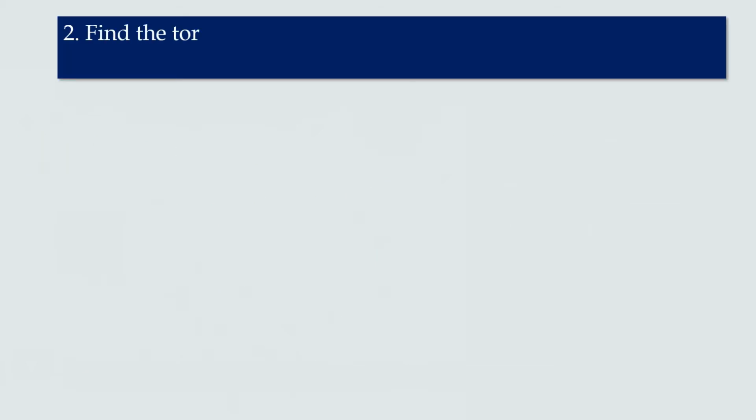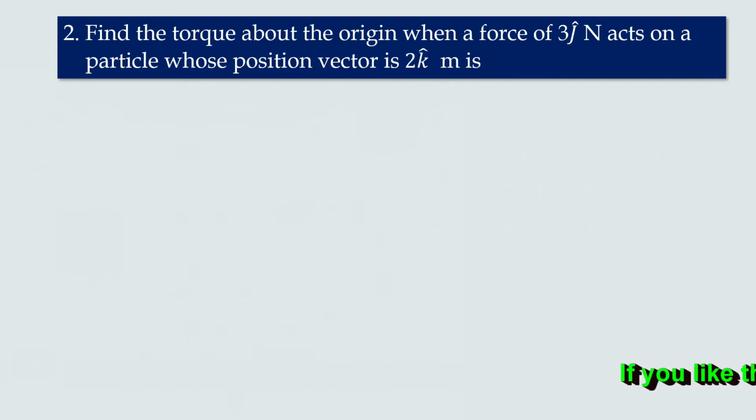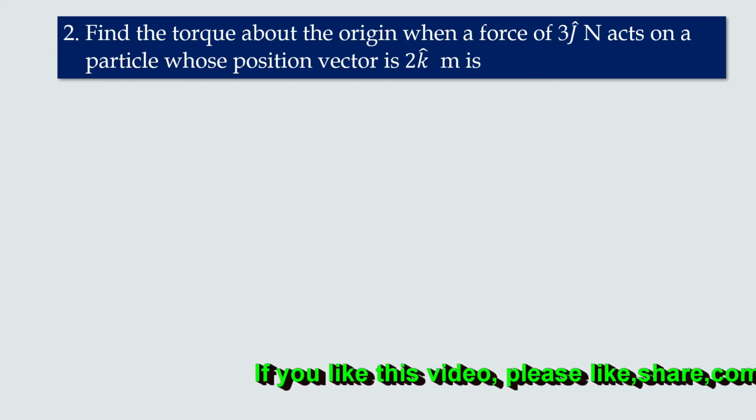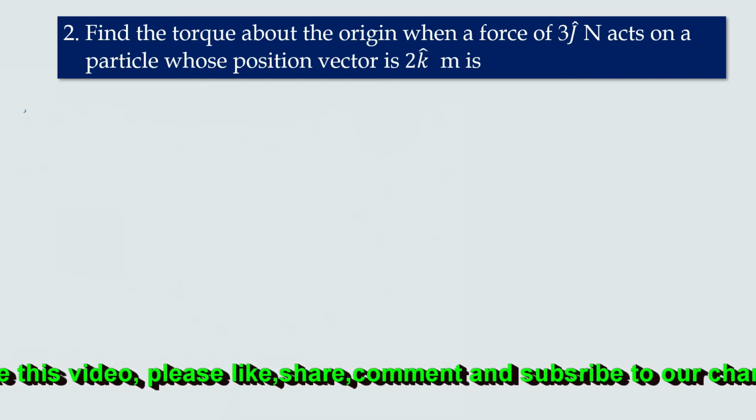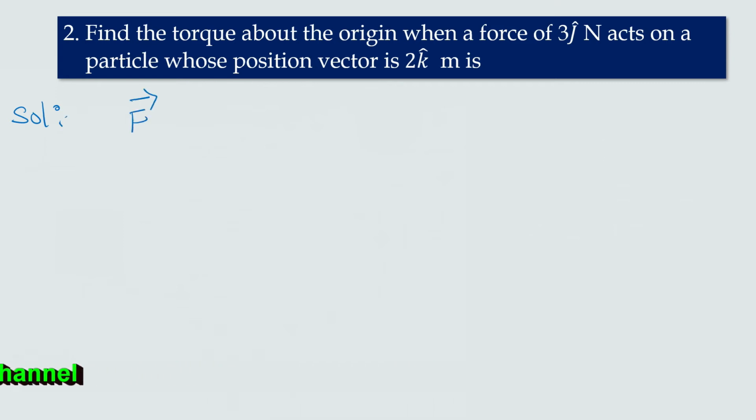In this one, find the torque about the origin when a force of 3 j cap newtons acts on a particle whose position vector is 2 k cap meters. Now let us go to the solution. Here they given F bar is equal to 3 j cap newtons and r bar is given as 2 k cap meters.